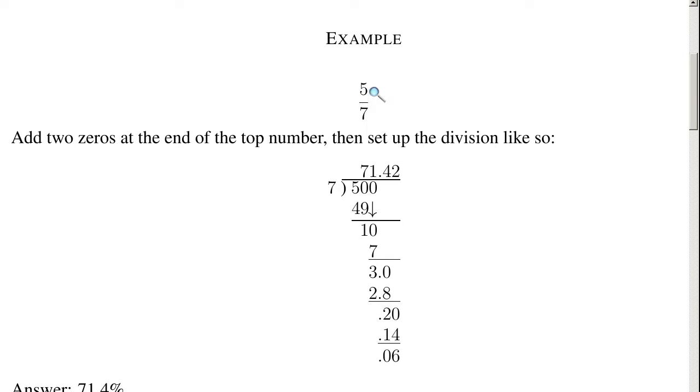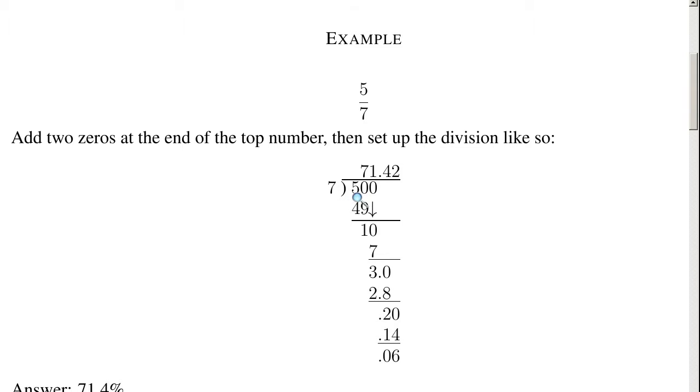5, add 2 zeros to get 500. You put it inside this bracket here, sort of underneath here. So you've got 500. And then to the left, on the outside of the bracket, you have 7. Okay, so you have 7 and 500, and how do you handle this? First thing you look at is the 5. Does 7 divide into 5? No, because 5 is smaller than 7.